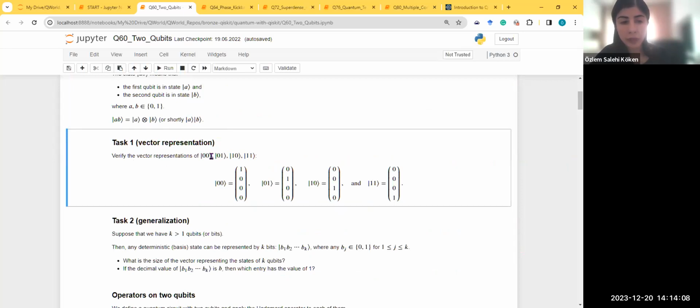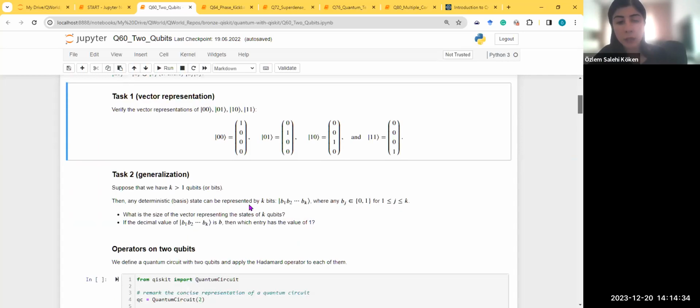Here you see the vector representation for states 0, 0, 0, 1, 1, 0, and 1, 1. You can go back and check they are the same as the ones we had in probabilistic systems. And how do you get this? Basically, you take the tensor product of 1, 0 with 1, 0 to get 1, 0, 0, 0, and so on. And this can be generalized to k qubits, actually. Not only 2, but you could have k qubits or k bits.